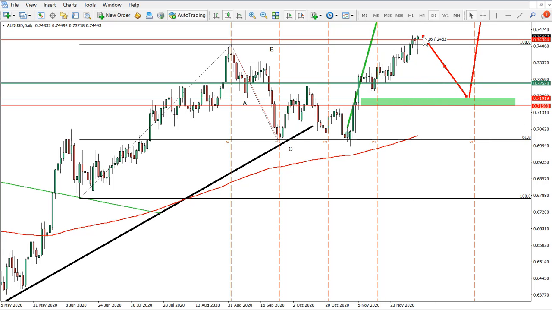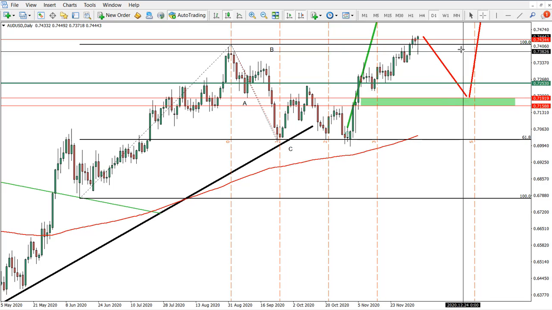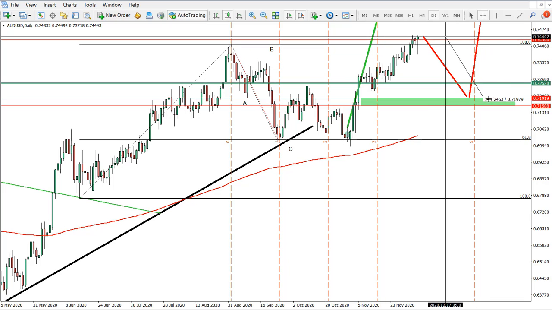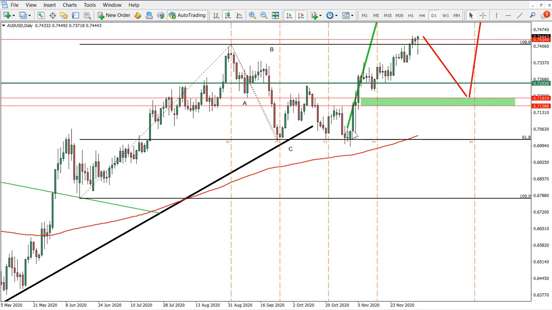So I do still expect the correction. How far, I'm not sure, but if we calculate based on our previous analysis, it is at 250 pips. And we have 222 pips on the New Zealand dollar. Well, quite in line, and this could be the case.